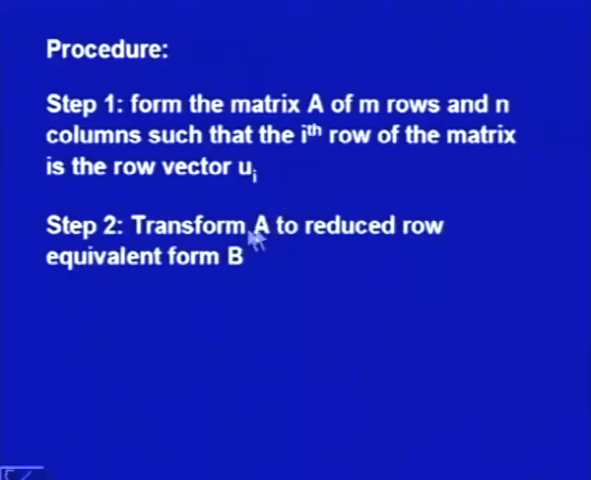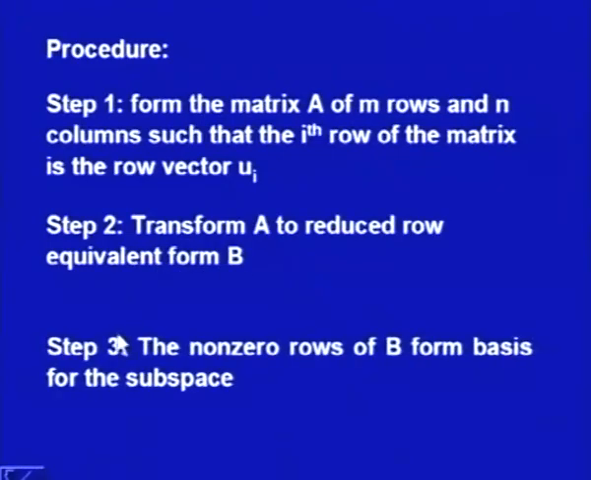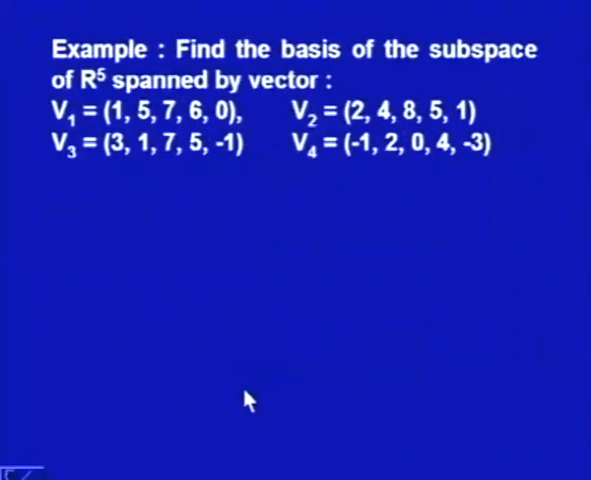The second step is to transform A to reduced row echelon form B. Once we have done this, the third step is that the non-zero rows of B form a basis for the subspace. So, I have first established this procedure, and now after stating it, I will illustrate it with the help of an example.